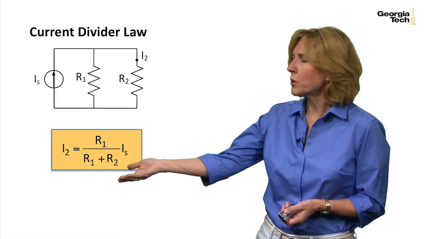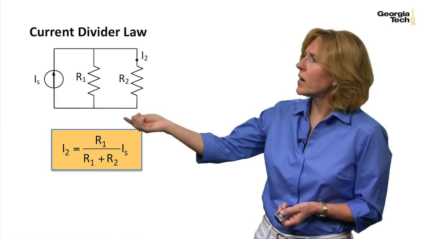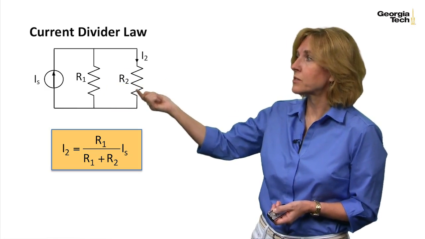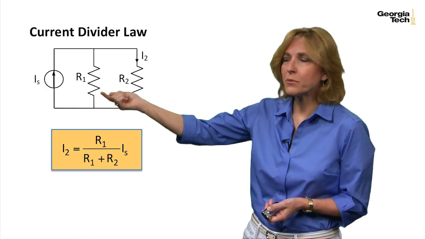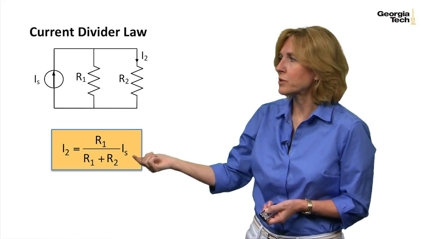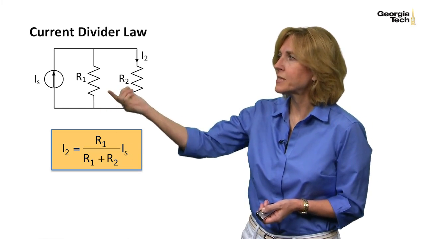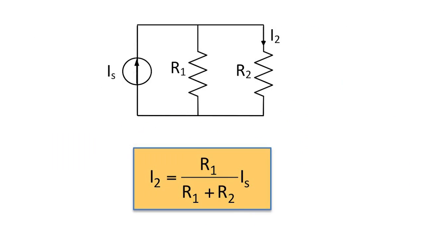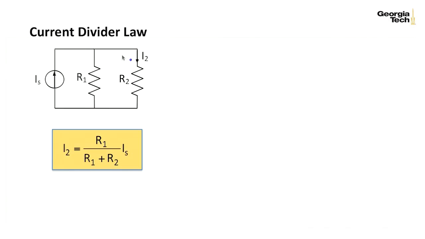We've got this formula right here where we've got the opposite. So we're trying to find the current right through this resistor, and what we take is the opposite resistor over the sum of them times the current source. Remember, it's the opposite over the sum times the current source. Let's go ahead and derive it now. Let's recognize that we've got two resistors in parallel with one another, and I can replace them with their equivalents.